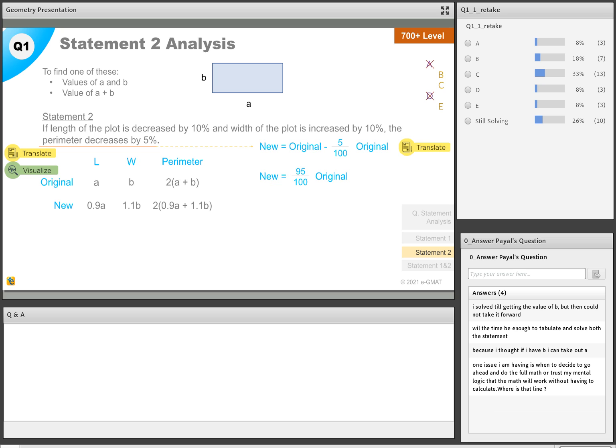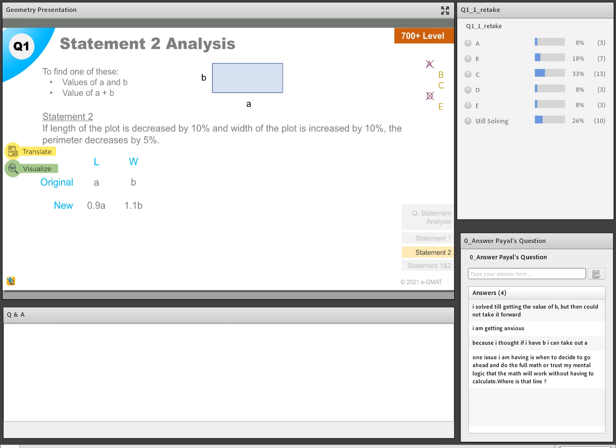Okay, now let's take a look at this. If the length of the plot is decreased by 10%, which means that if the original length was A, the new length is 0.9A. Okay. And the width of the plot is increased by 10%, which means if the original one was B, then the final one is 1.1B. So observe that I'm doing that analysis and that calculation in my head. Okay. And then I'm tabulating that in this table here. Now, I also write down what the perimeter is. Why do I care about the perimeter? Because that's what the question statement is telling me.